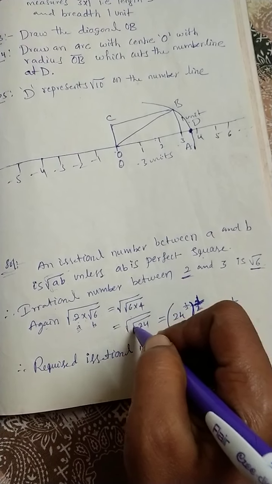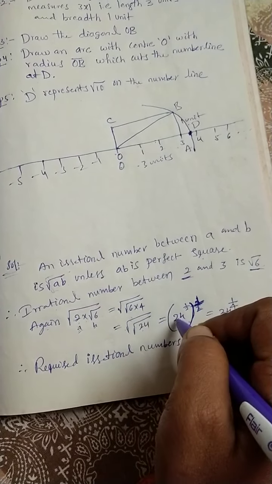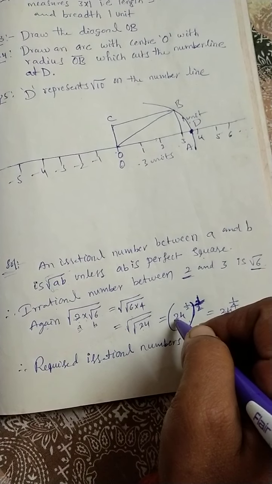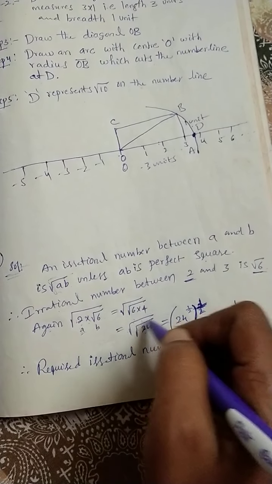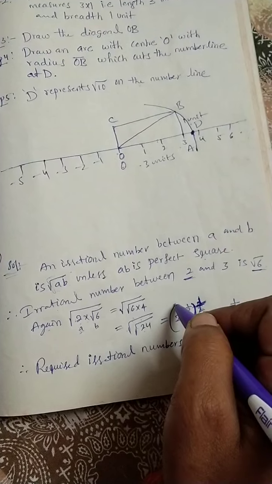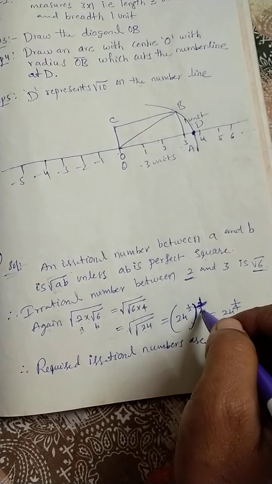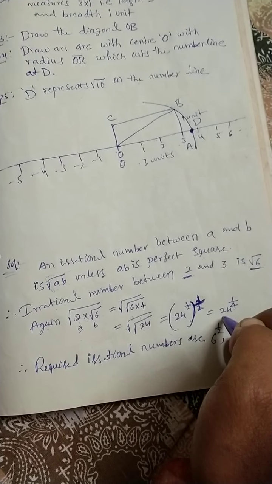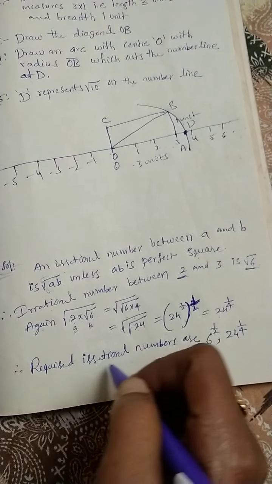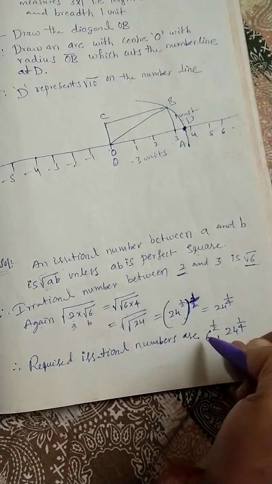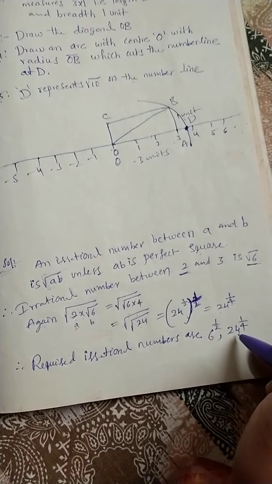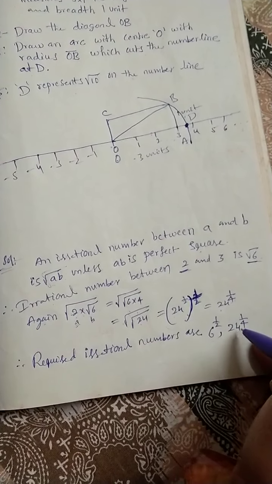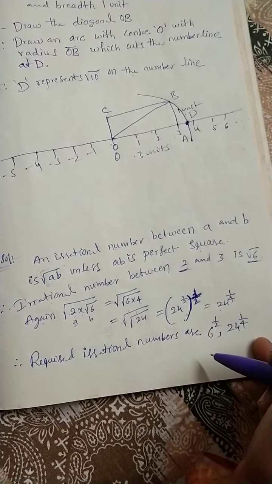Now 2 square roots are there, no? That value you can write as 24. Each square root we can write as power 1 by 2, and the whole power 1 by 2. So 1 by 2 into 1 by 2 is 1 by 4. So 24 power 1 by 4. Required irrational numbers are 6 power 1 by 2 and 24 power 1 by 4.